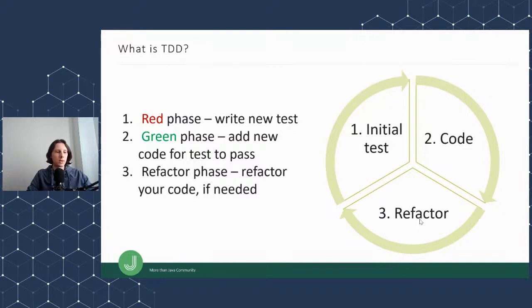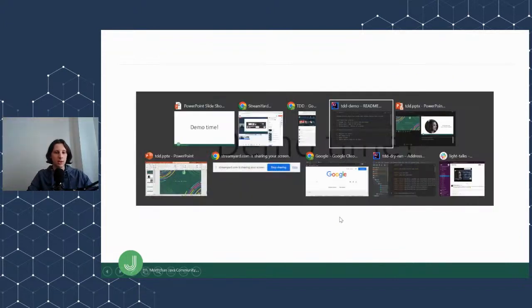Usually, this cycle is kept very, very small, maybe 1 or 2 minutes long. You should really fast write a small new test, write a tiny piece of code that allows this test to pass, and then refactor it. The point here is not to write a very big test that will take hours to write code for, and just move in very, very small iterations. So let's see how it works in practice.